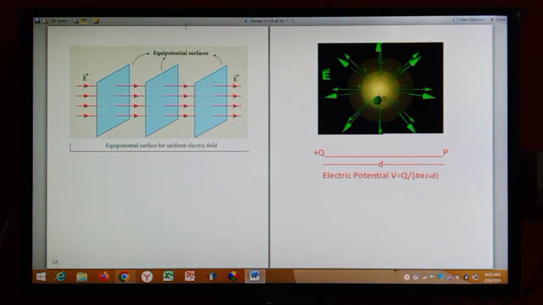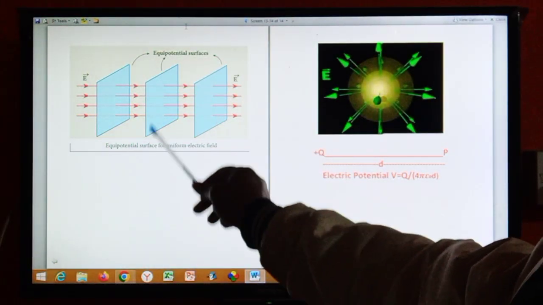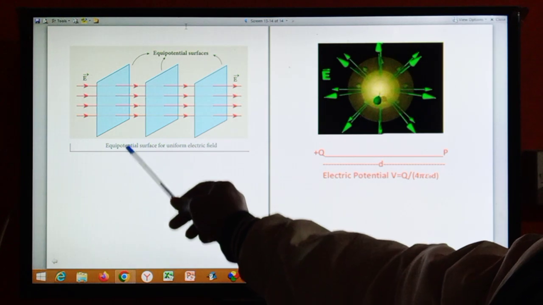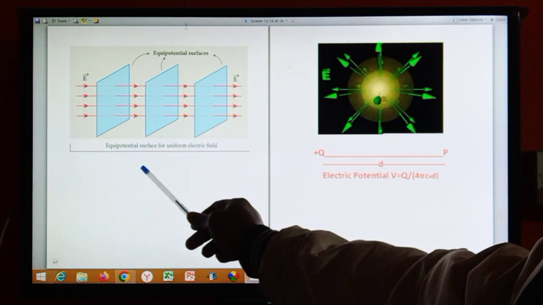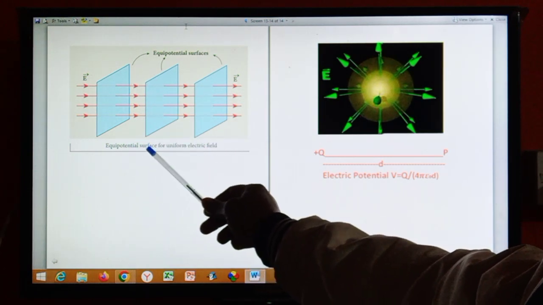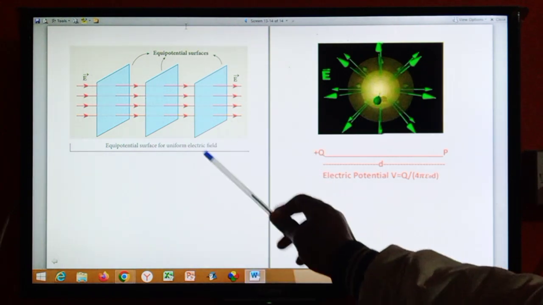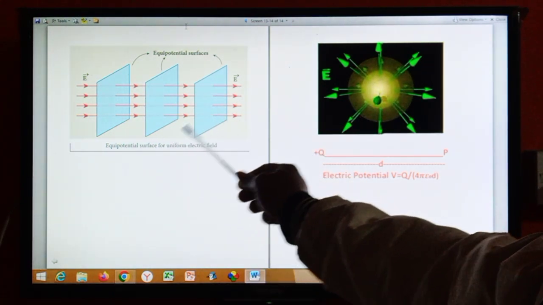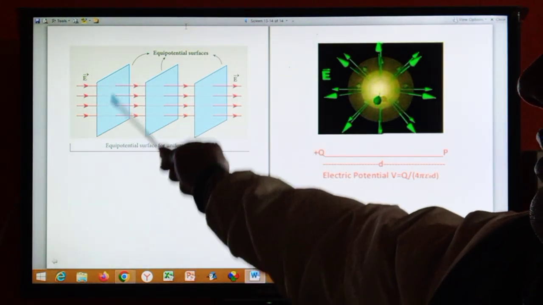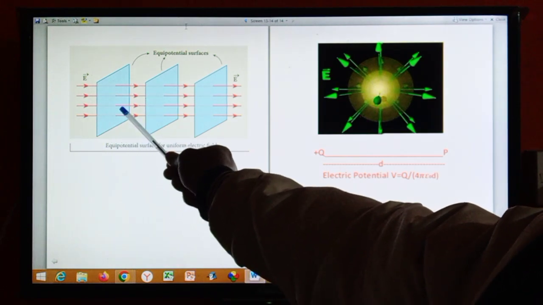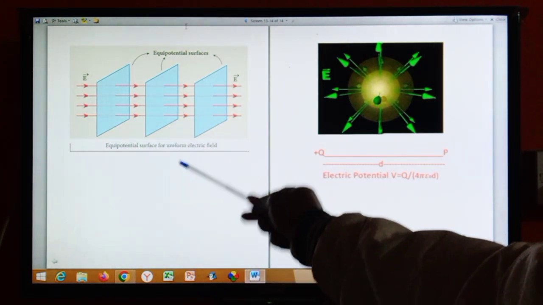Now, in our previous lecture, we studied equipotential surface and electric potential, right? So, let's have a quick recap of what we studied in the previous lecture. Equipotential surfaces are those surfaces at which the electric potential remains the same throughout the surface. Like this, at all these points the potentials are the same. So therefore, they are known as equipotential surfaces.